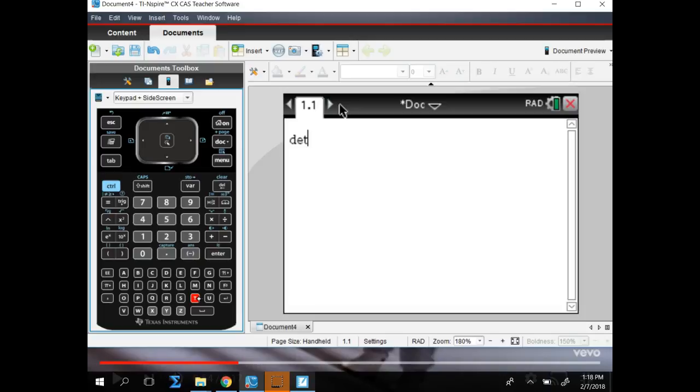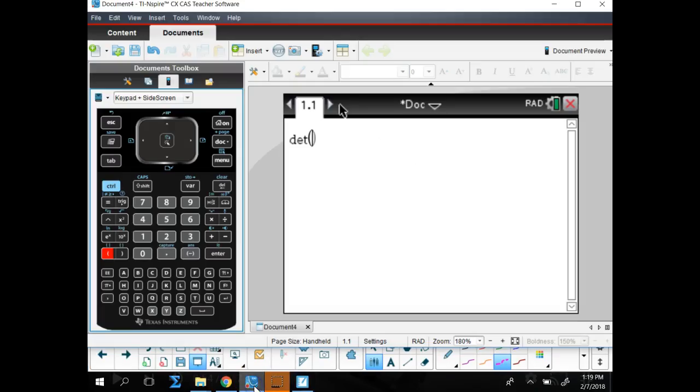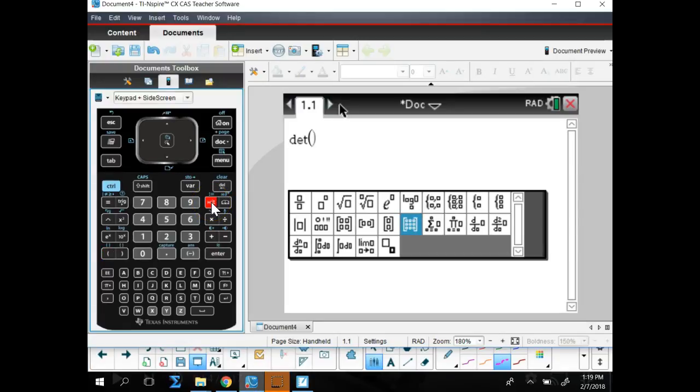DET says that it's going to find the determinant of whatever comes after that. Okay? And then I open up a set of parentheses. So now we have to put in that determinant. So we're going to use the matrix shortcut key. Okay? And here's where you find the matrix shortcut key. It is this key right there.